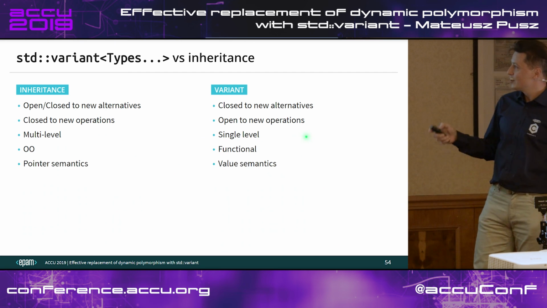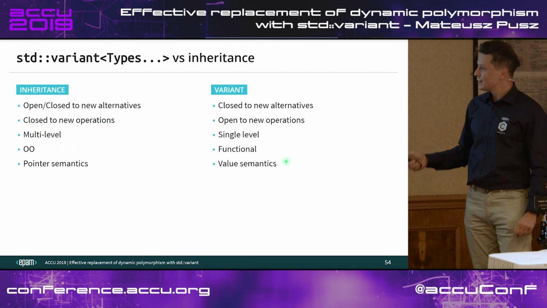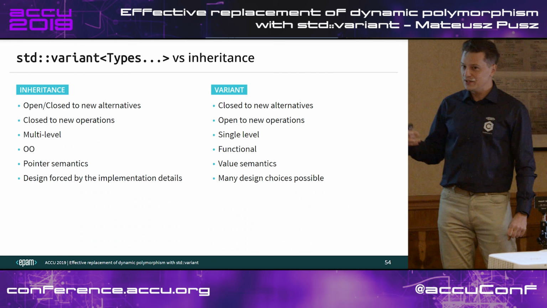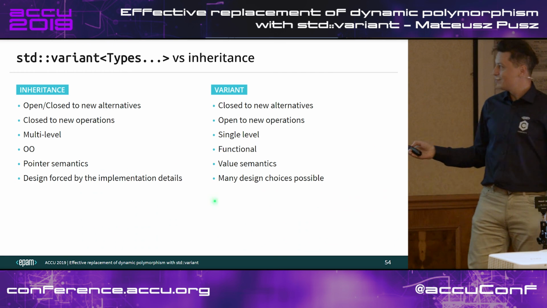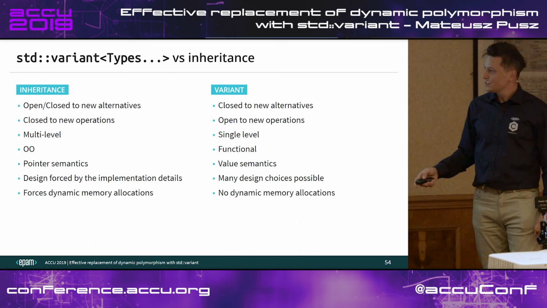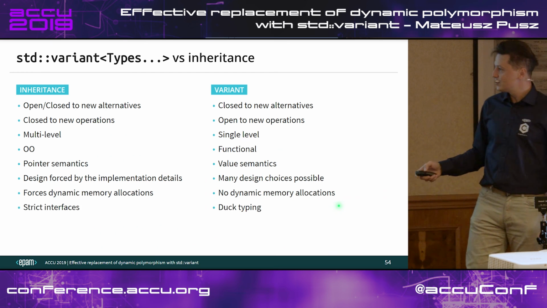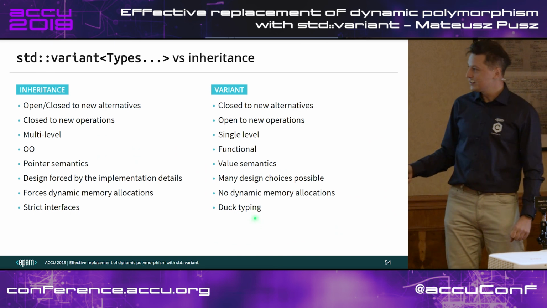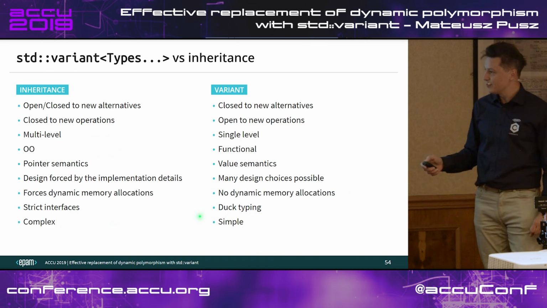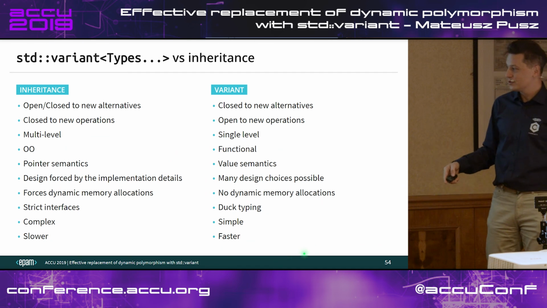Object-oriented versus functional approach, pointer semantics versus value semantics. Design is forced by the implementation details, so you cannot design this in a different way. Here you can have many different choices of design. Dynamic allocations, no dynamic allocations, strict interfaces, duck typing, which is fine. And in my opinion, it's complex, simple, slower, and of course, faster.